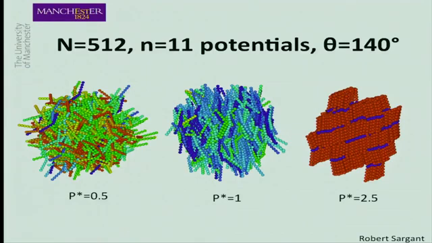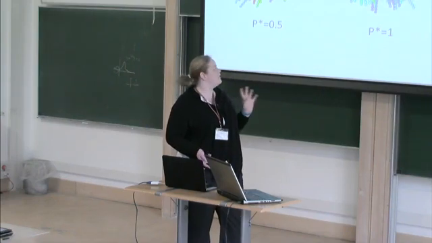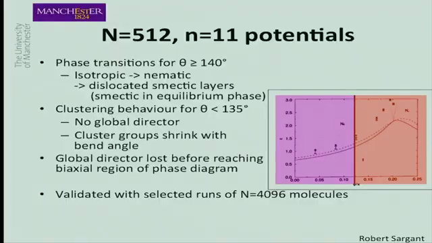Once theta is 140 degrees, you can actually see phases are forming. So we've got an isotropic phase here, and then a nematic phase is formed here, and then we're getting a smectic phase forming here. So once we've got to a bend angle of 140, phase transitions are occurring. Just like I said, if the angles are greater than 140, we get the phase transitions, and if they are less than 135, he found that clustering behaviour was formed. There wasn't any global director when the clusters formed.